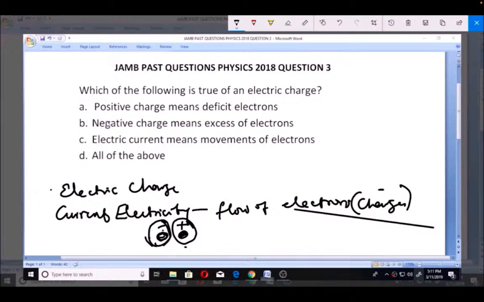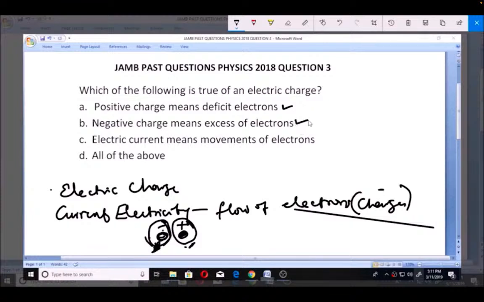So for this first statement, that positive charge means deficit electron, that is true. When there is a deficit of this electron that is negative, there will be more of this positive charge. So this is true. Then negative charge means excess electron. Of course, that is true. When there is plenty of these electrons that are negative, then it has to be negative charge overall.